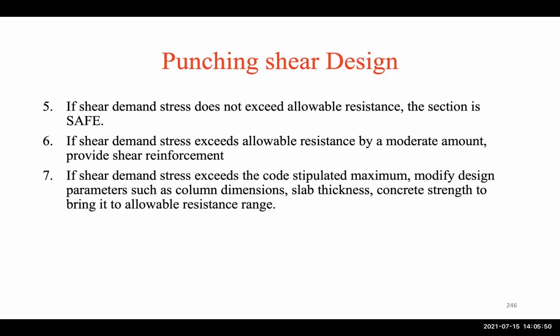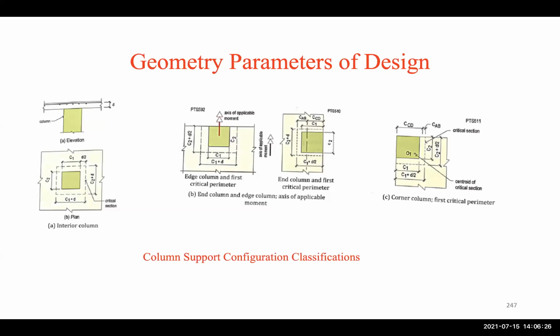If that doesn't work for the applied load, then we have to make some changes to our design, such as column dimensions, slab thickness, or concrete strength, meaning increasing f'c. These are the main things that will affect the design capacity of the slab, in addition, of course, to the shear reinforcement that we provided. But once that doesn't work with reinforcement, then we have to increase one of these parameters.